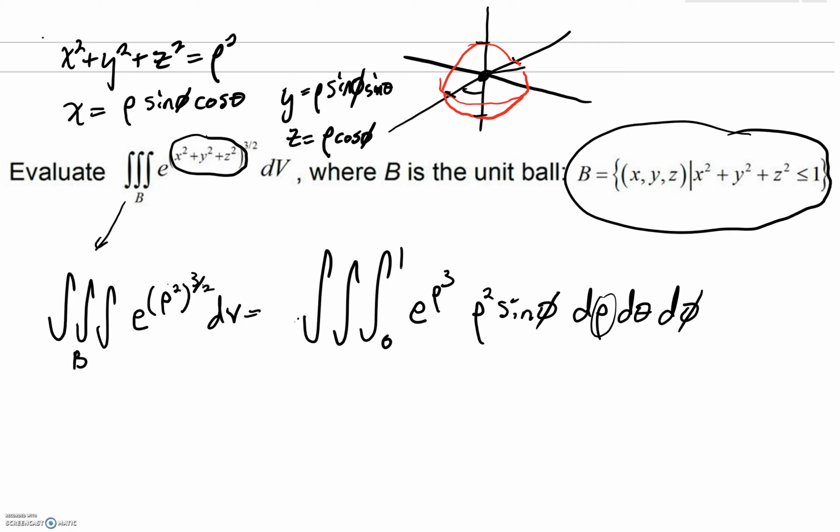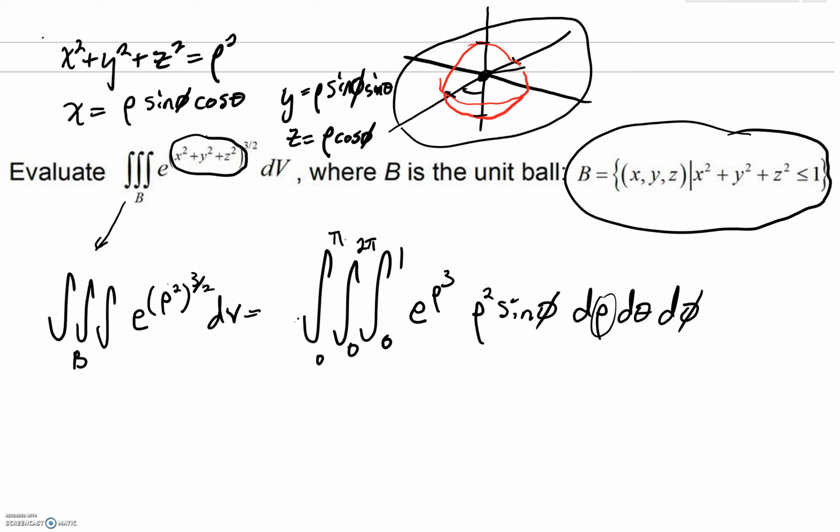As we look at theta, well, theta is going to span all the way around, so we're going to be going between 0 and 2 pi. As we look at phi, well, we're going to go from the top of the positive z-axis all the way down to the negative z-axis. We're going to go between 0 and pi.